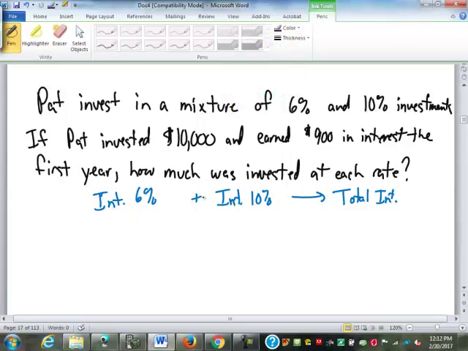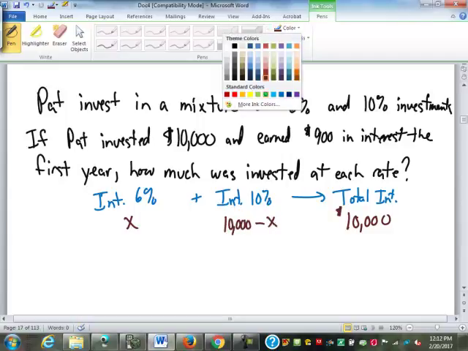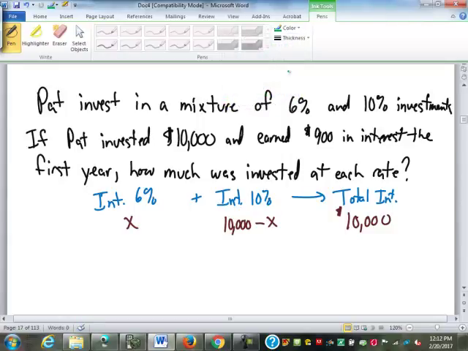So we have 6%. We don't know how much we invested there, so I'm going to call that 6% X. The 10%, we don't know how much we invested there, but we do know the total investment was $10,000. So we're going to let the amount of the 10% be 10,000 minus X. Since the time is 1 year, we don't have to include the time here.